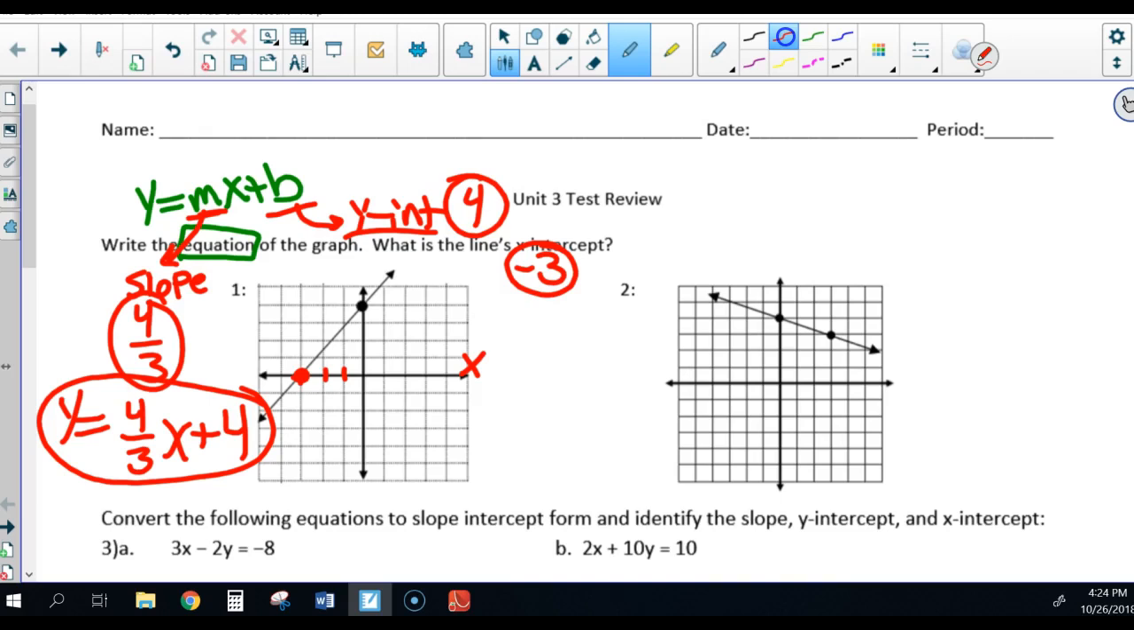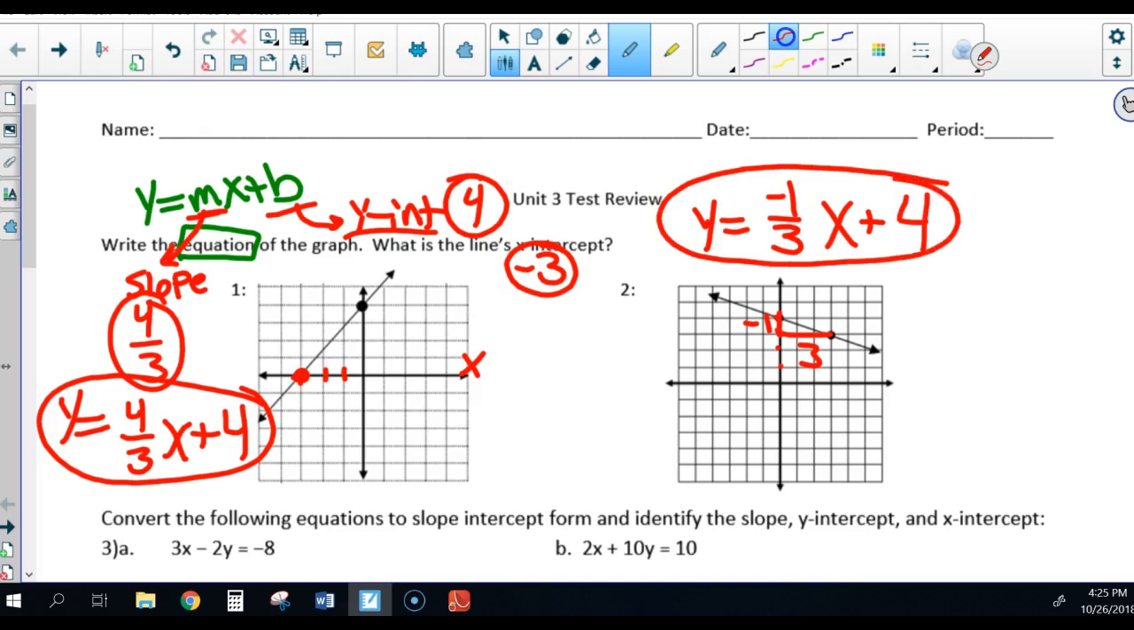Again, we need to find the equation, mx plus b. If I can find the m that goes here and the b that goes there, then we're good. M is my slope. So I'm going to count from the left dot, rise down 1, run 3. It's -1/3 x plus the y-intercept. 1, 2, 3, 4. 4 again. There's my equation.